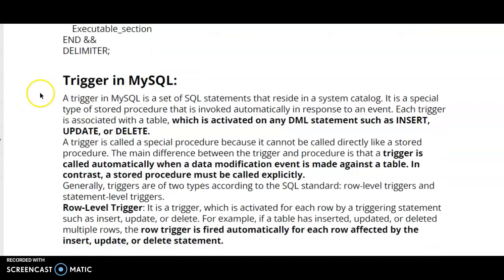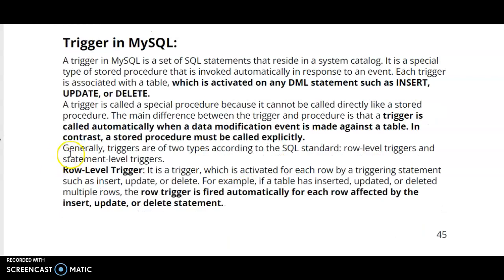And now, triggers in MySQL. A trigger in MySQL is a set of SQL statements that resides in a system catalog. It is a special type of stored procedure that is invoked automatically in response to an event. Each trigger is associated with a table, and is activated on any DML statement such as insert, update, or delete. A trigger is called a special procedure because it cannot be called directly like a stored procedure. The main difference between a trigger and a procedure is that a trigger is called automatically when a data manipulation event is made against a table. In contrast, a stored procedure must be called explicitly.